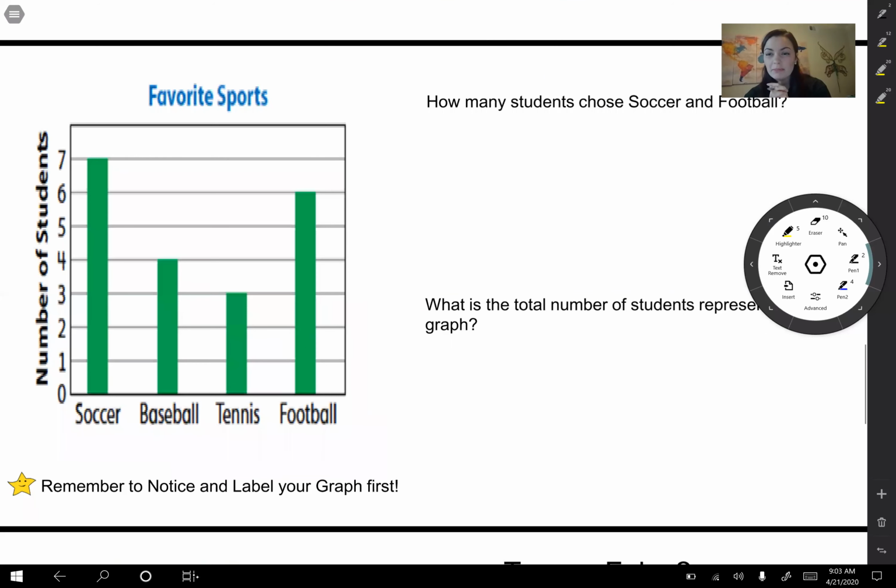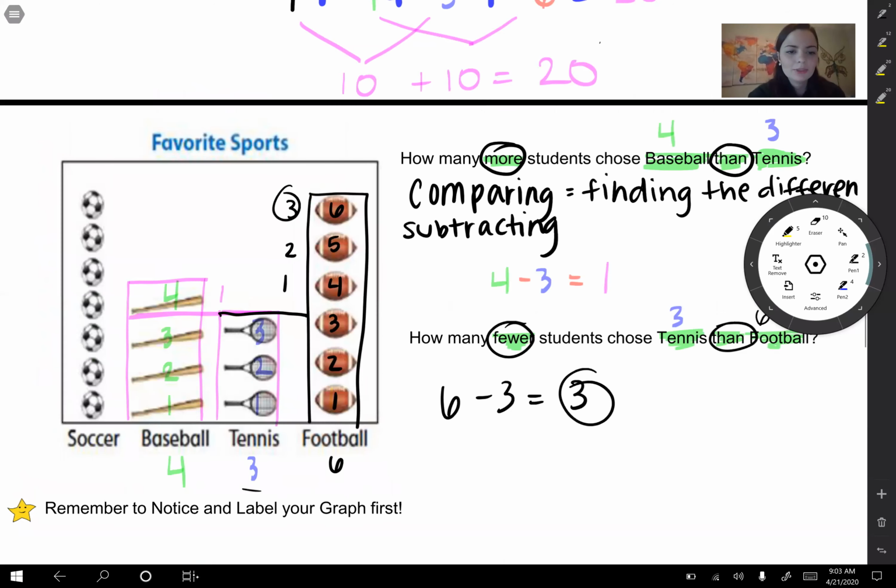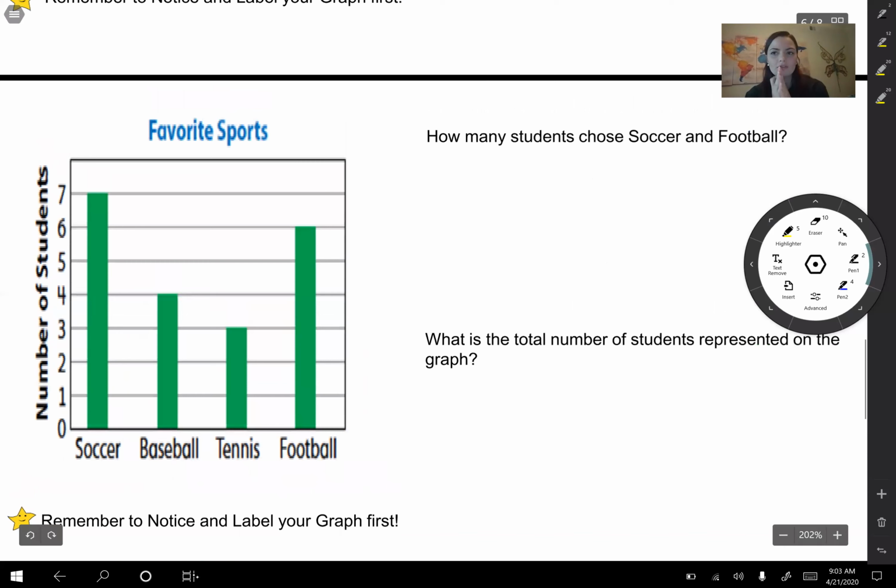Before I even read my problem, I should label all of them. I know I didn't quite do that here, but we still labeled almost all of them. Let's practice labeling them all first, okay? So let's count soccer. Remember, with this one, all we have to do is measure it like a ruler. So I'm gonna go from where it ends. Soccer ends at 7.